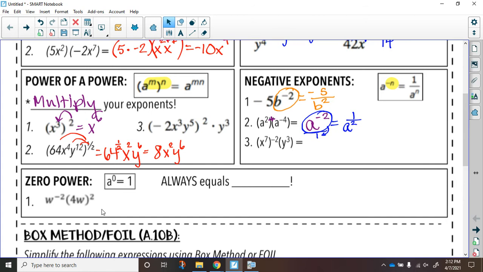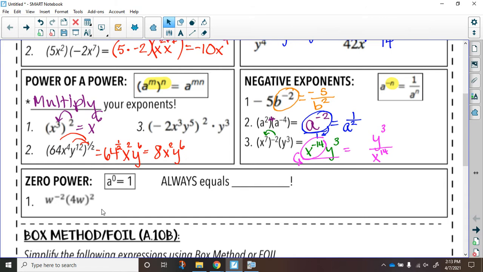Finally, with number 3, again, this one is power of a power. So I have x to the negative 14, bring over y cubed. And the only term with a negative exponent is x, so it is the only thing that I moved to the bottom. And we get y cubed over x to the positive 14. And that would be our final answer.